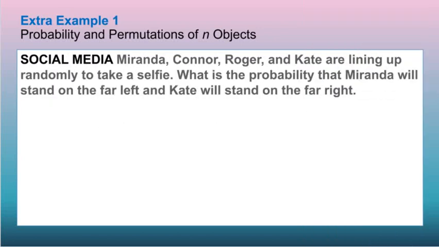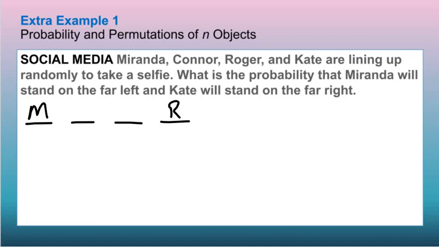Next question says Miranda, Connor, Roger, and Kate are lining up randomly to take a selfie. What is the probability that Miranda will stand on the far left and Kate will stand on the far right? So we have 1, 2, 3, 4 people. So I have 4 here. They want Miranda to be on the far left and Kate to stand on the far right. It has to be in that particular order here. So there's only one way for that to happen, and order does matter.